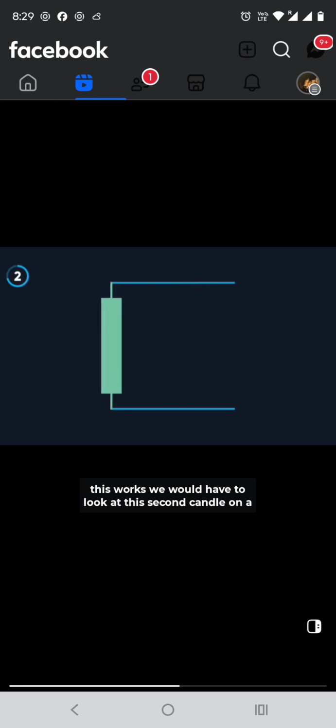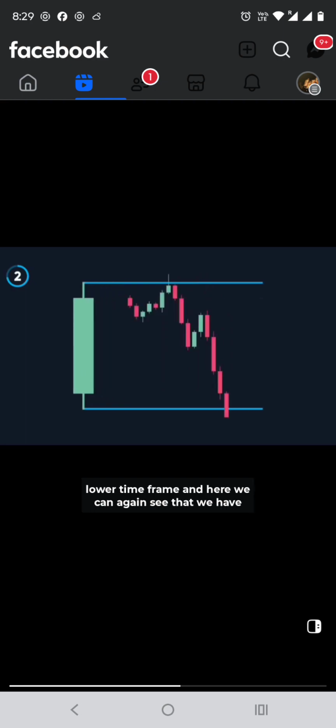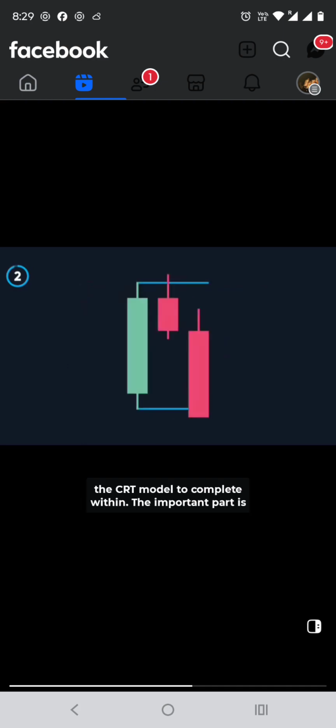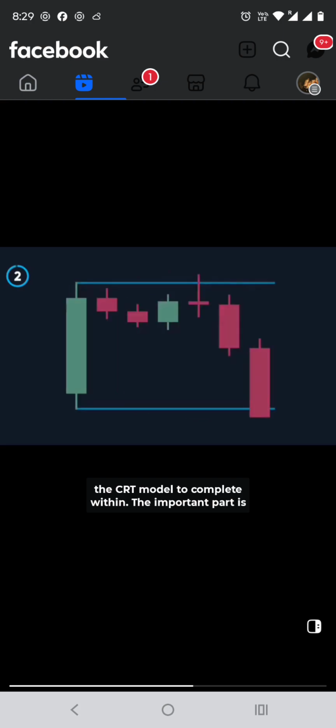But to explain how this works, we would have to look at this second candle on a lower time frame. And here we can again see that we have another AMD model with an accumulation phase, followed by manipulation in the form of a liquidity sweep, before price then pushes down during the distribution phase. And in terms of market structure analysis, we can see where the price creates a change of character after the liquidity sweep, before then using the bearish fair value gap as the catalyst to attack the candle range low. So the point is that time is relative, so there is no specific amount of candles that you can expect a CRT model to complete within. The important part is making sure that the correct market structure is present.